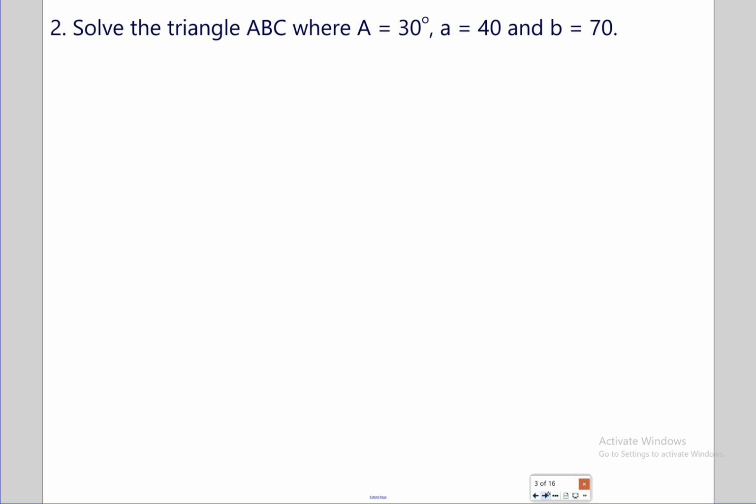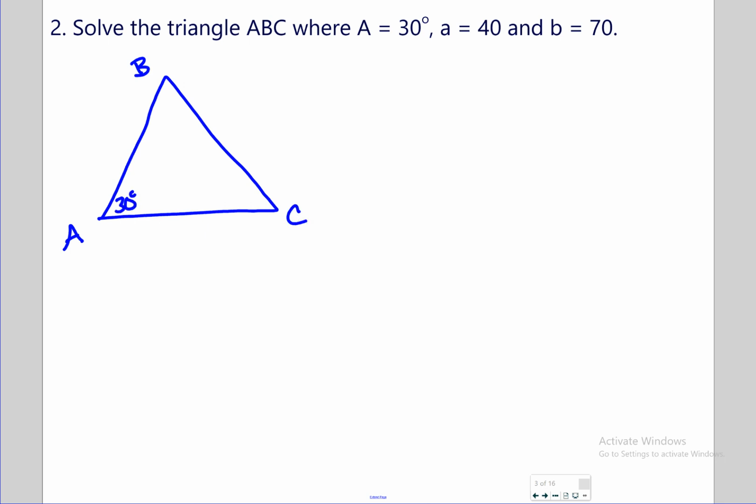Solve triangle ABC, where A is 30, little a is 40, and little b is 70. I'm going to draw a sketch. A, B, C. 30. Opposite angle A is 40. Be careful with how you label it. If you label it wrong, you're going to be in trouble. And then opposite angle B is 70.